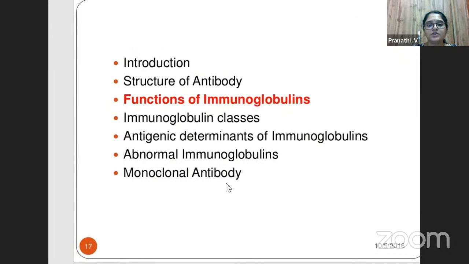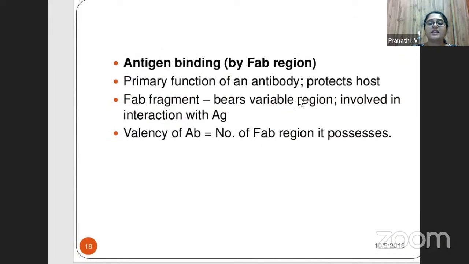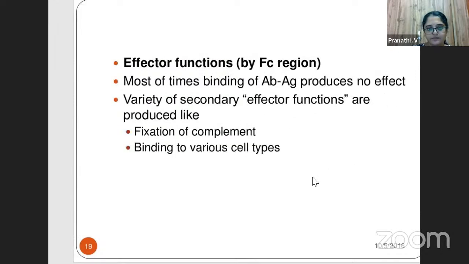Now let us have a look at the antigen binding site, also known as the fragment antigen binding region. Its primary function, as we know, is to go and bind to the antigen. It has a variable region, like I already told you, variable heavy and variable light region, so that it will be able to bind specifically to the respective antigen. The valency of the antibody is the number of Fab regions it has.